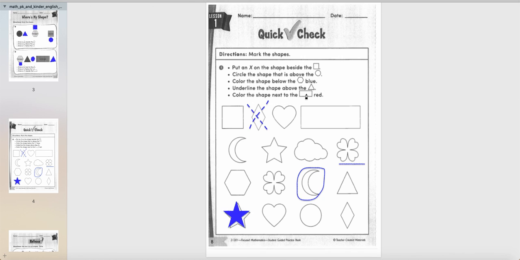So, can you find the rectangle? The shape next to it, we're going to color it red. Good job. Now let's go to the next page.